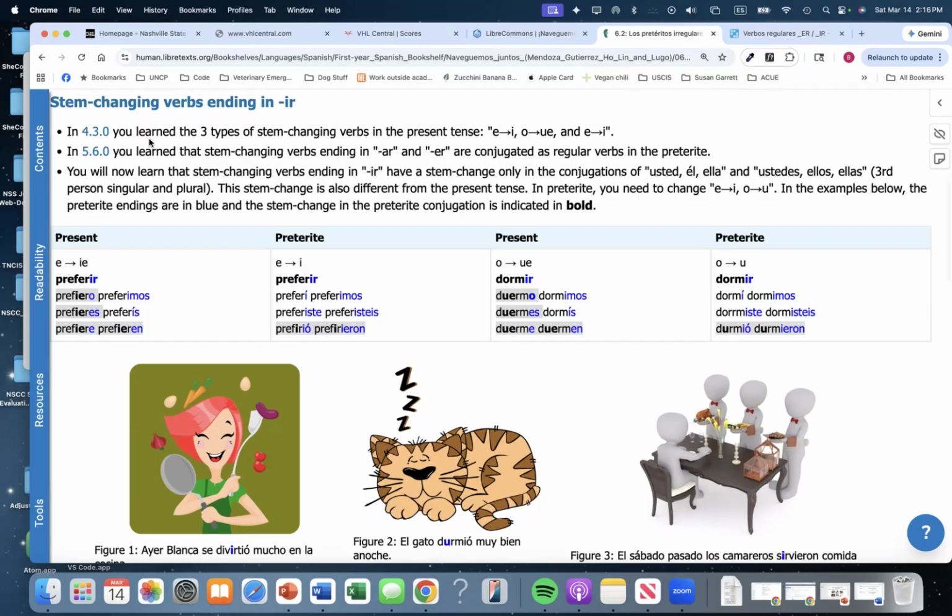In Spanish 1010, I think it was lesson 4, I'm not sure, but I think that's right, you learned the three types of stem-changing verbs in the present tense. Let's remember that there are three categories of verbs that are stem changers in the present: those that change from E to IE, from O to UE, and from E to I.